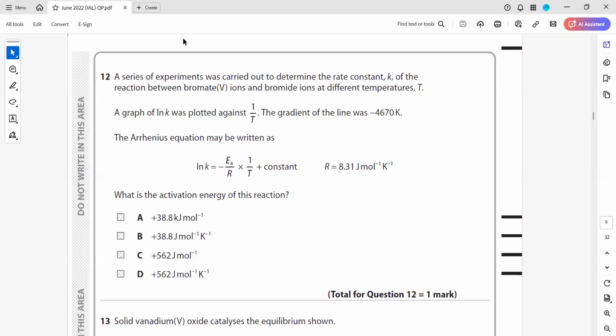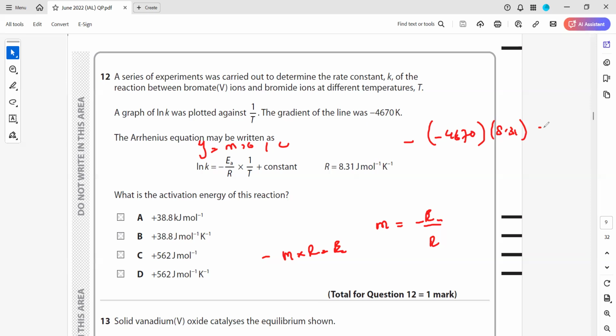Then a series of experiments were carried out to determine the rate constant, with a graph of ln k against 1 over T, and the gradient was given. What is the activation energy? So how to do this? We have the formula y equals mx plus c. The gradient is minus E over R. If I need activation energy, we have negative m times R equals EA. The gradient was minus 4670 and R is 8.31. We multiply them, we get EA.